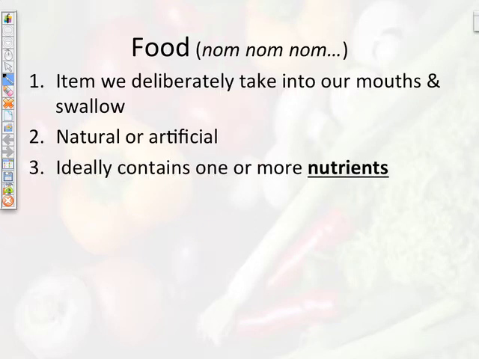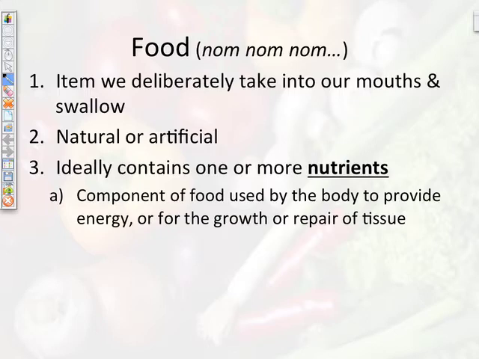Ideally, the foods that we are eating contain one or more nutrients. There are 6 nutrients, or 6 classes of nutrients. And what they are are components of food used by our bodies to provide energy or for the growth or repair of tissues.